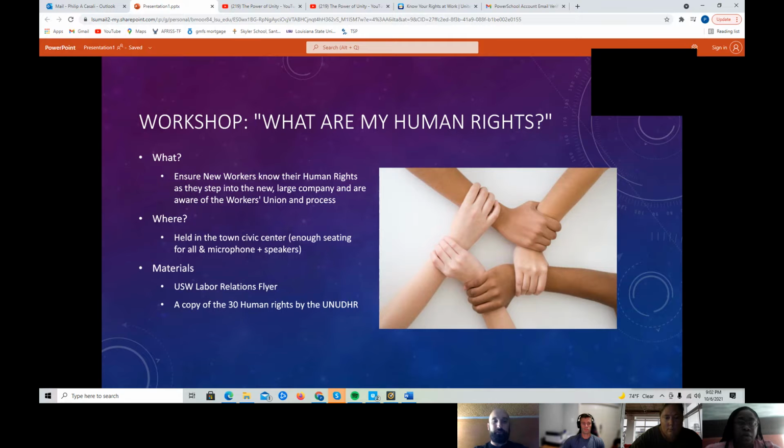And then there's a microphone and speakers, and the materials that we're going to pass out are the United Steelworkers labor relations flyer to show what a great example of a union is and what they did with that, and then we'll give them a copy of the 30 human rights as discussed by the UN.